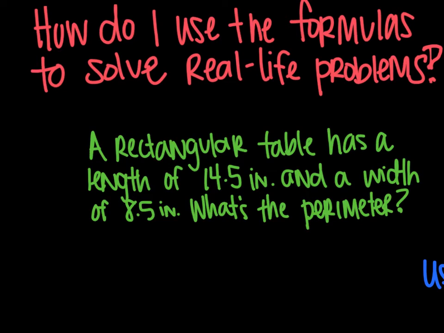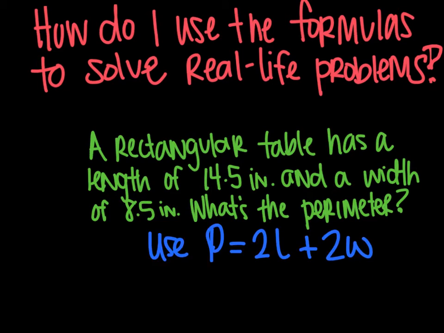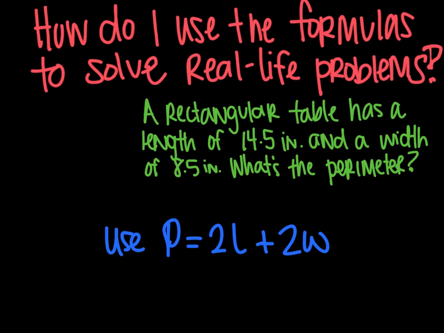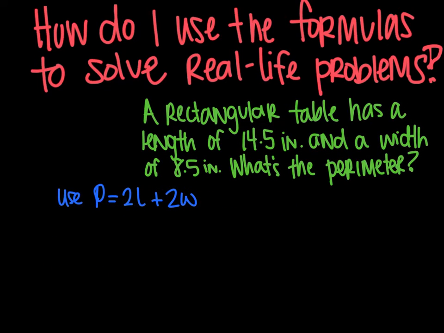Alright, the question, which goes on the left-hand side: how do I use the formulas to solve real-life problems? You will need to copy this down. You're going to be doing a little bit more writing than usual, but it shouldn't take you too long. A rectangular table has a length of 14.5 inches and a width of 8.5 inches. What's the perimeter? You will need to use the formula P equals 2L plus 2W.